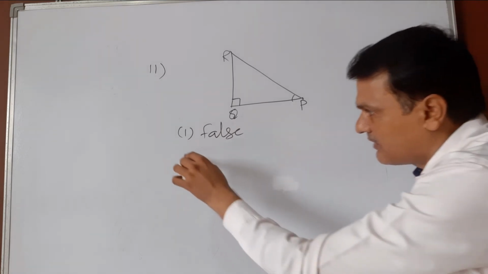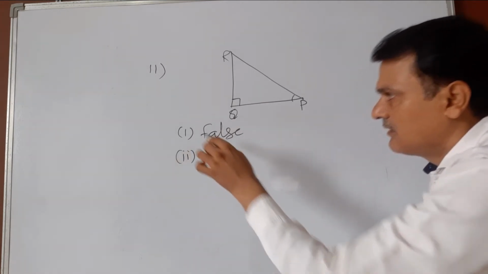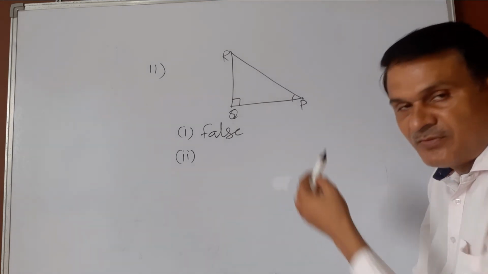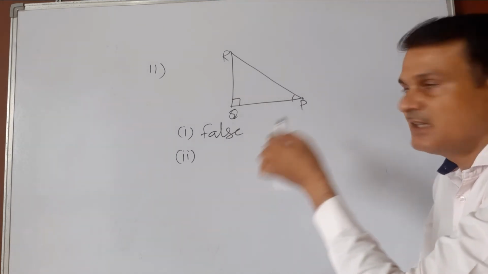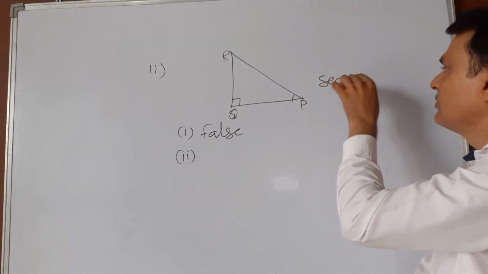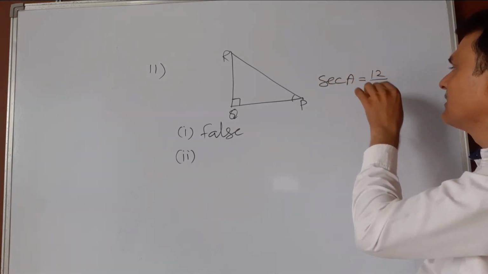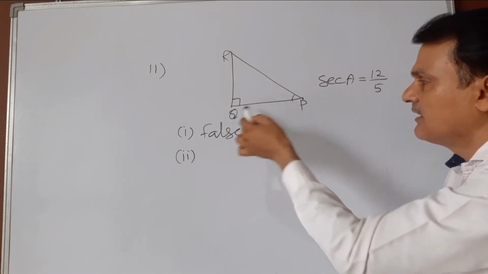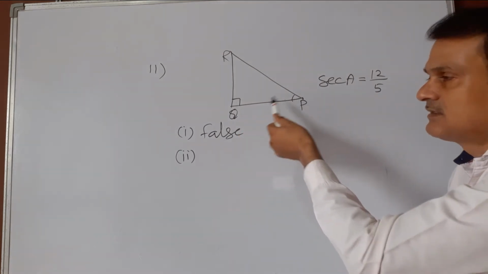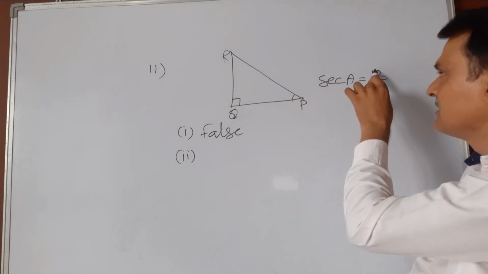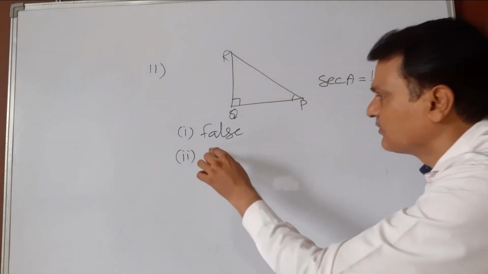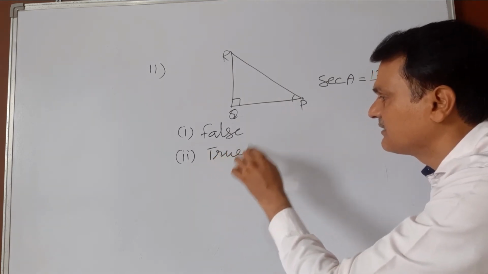And the second part of the question says sec A equal to 12 upon 5. The value of sec A is 12 upon 5, and sec A is hypotenuse upon side adjacent to angle A. So this is correct, because the hypotenuse is always larger than any of the sides. So this statement is true.